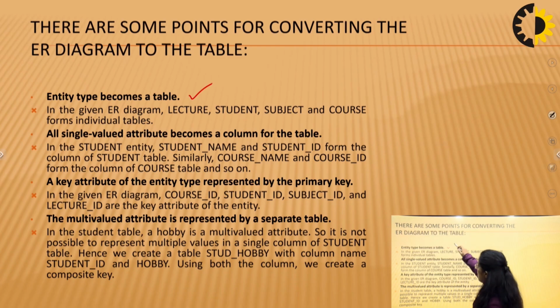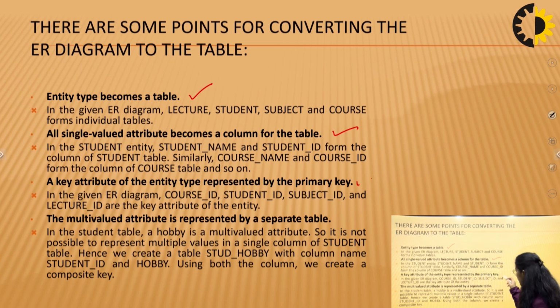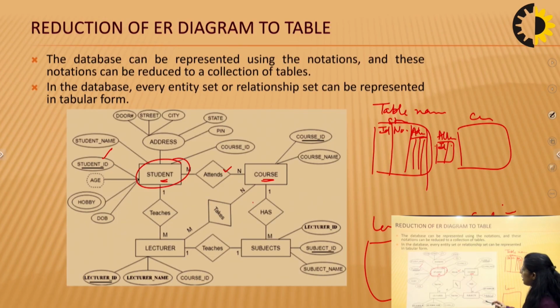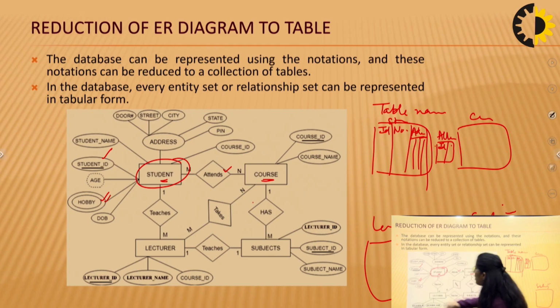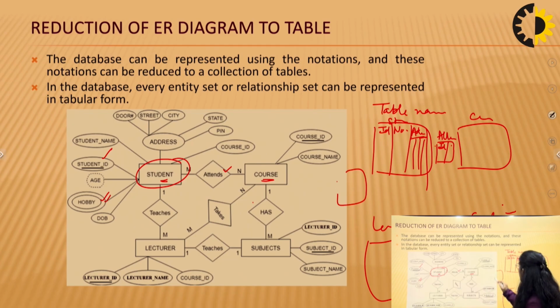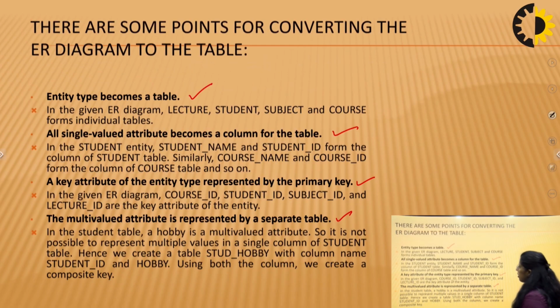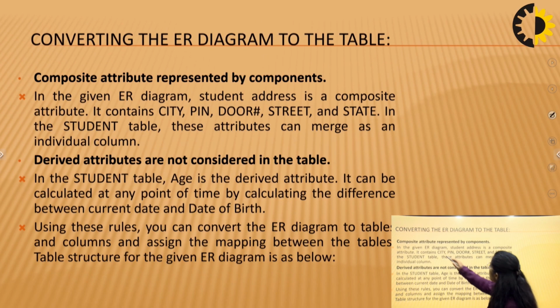Entity becomes table. Single value attributes become column. Key attributes define the primary key. Multi-value attribute is represented by a separate table. Here we have hobby as a multi-valued attribute. So for student table, we will be having ID, and for ID, we will be having multiple hobbies. For one student, we can have 4 hobbies and more. Composite attributes are represented by components. Derived attributes are not considered in a table.